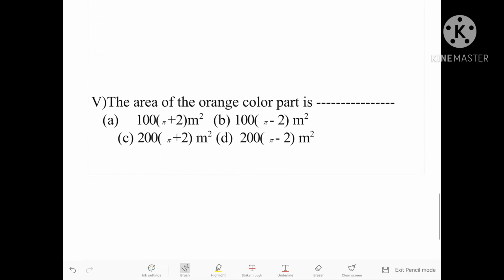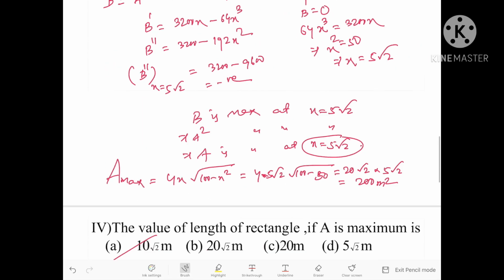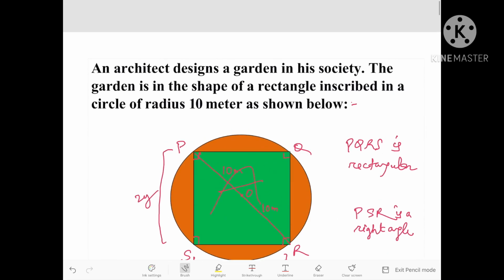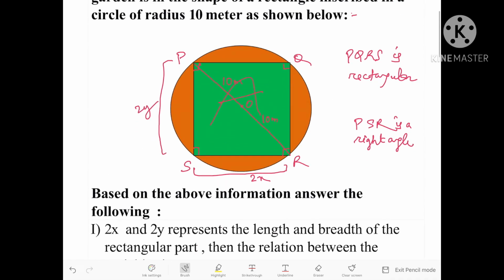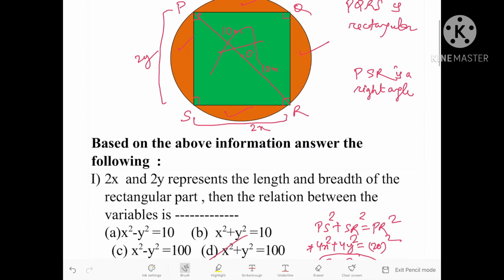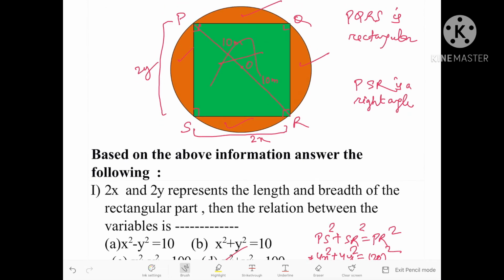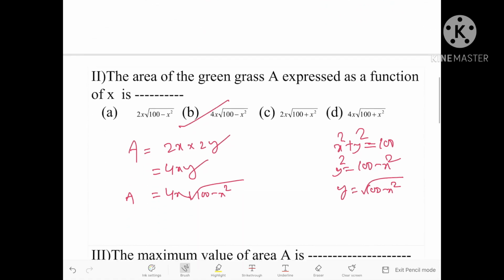Now comes to the fifth one, the area of the orange color part. See, in our figure, the orange color part means this part, this part, this part, and this part. This area we have to find. From the figure, it is clearly visible that this part is the area of the circle excluding the rectangular part.